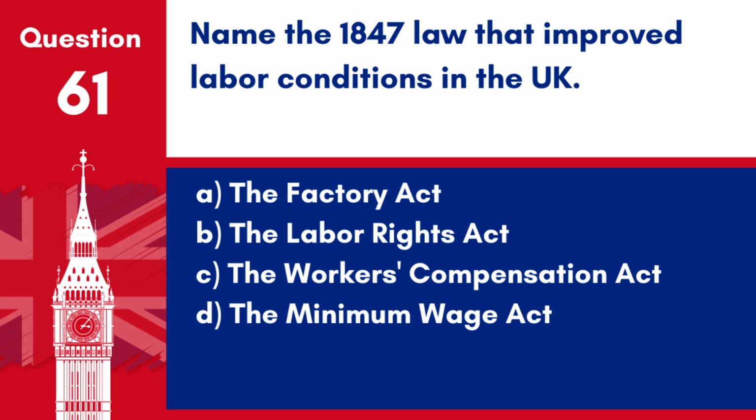Question 61. Name the 1847 law that improved labour conditions in the UK. A. The Factory Act. B. The Labour Rights Act. C. The Workers' Compensation Act. D. The Minimum Wage Act.